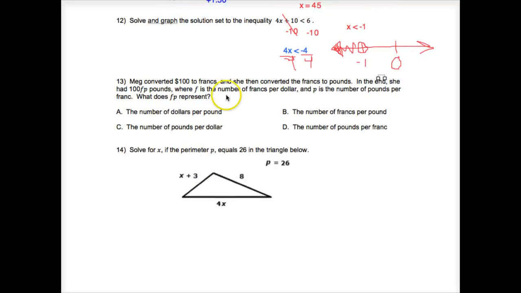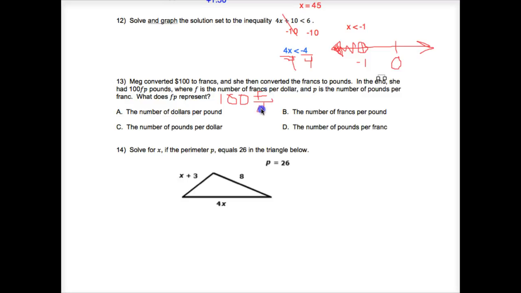All right, 13. Meg converted $100 to francs, and then she converted francs to pounds. In the end, she had 100 FP pounds, where F is the number of francs per dollar, P is the number of pounds per franc. What does FP represent? So if you write it out, this is just what I did. I did 100, and then instead of F, I did francs per dollar, so I did F over D.